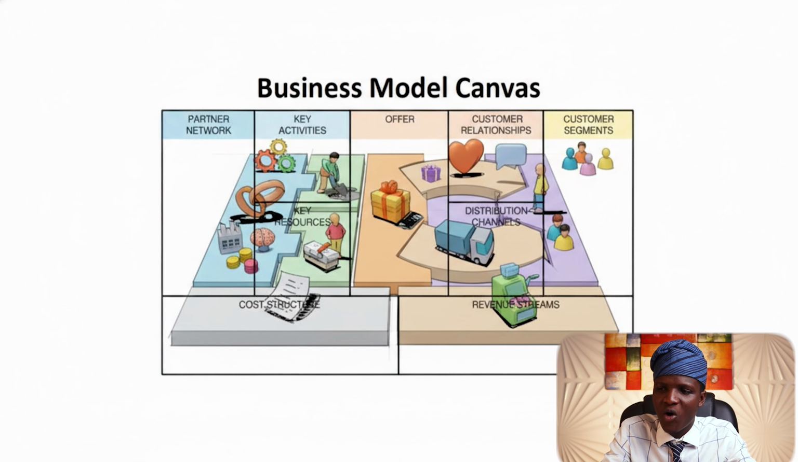It shows the investors that this person knows exactly what they are doing. So here you are going to understand what it takes to build a business model canvas. So let's dive in. As you can see here, we have all the 9 pillars on the table, and this table is what we call the business model canvas.